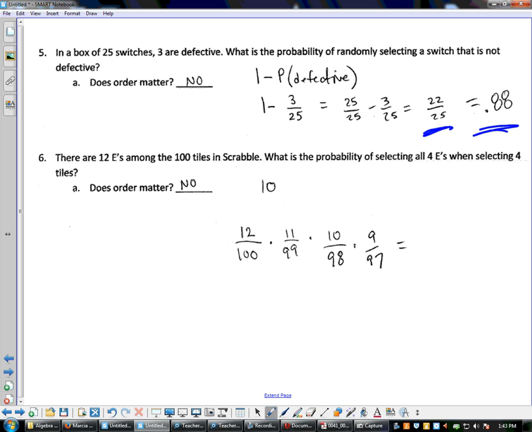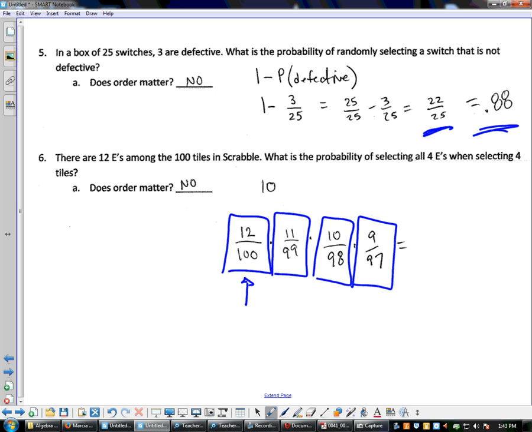For number 6, there are 12 E's among the 100 tiles in Scrabble. What is the probability of selecting all 4 E's when selecting 4 tiles? Does order matter? No. But I wouldn't even bother solving it that way. I would just, again, ask: what about my first draw? What about my second tile? What about my third tile? What about my fourth tile? What's the probability of drawing an E?